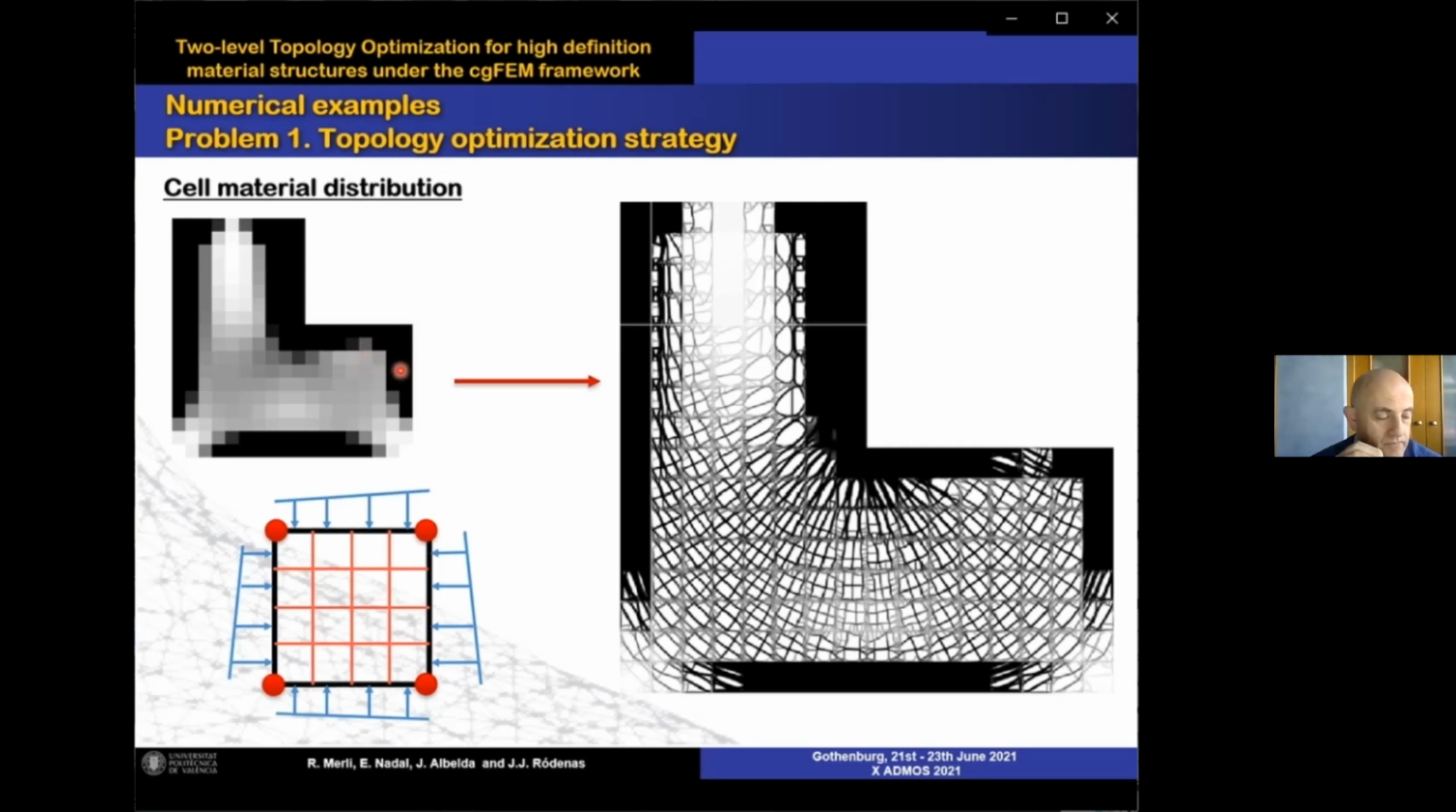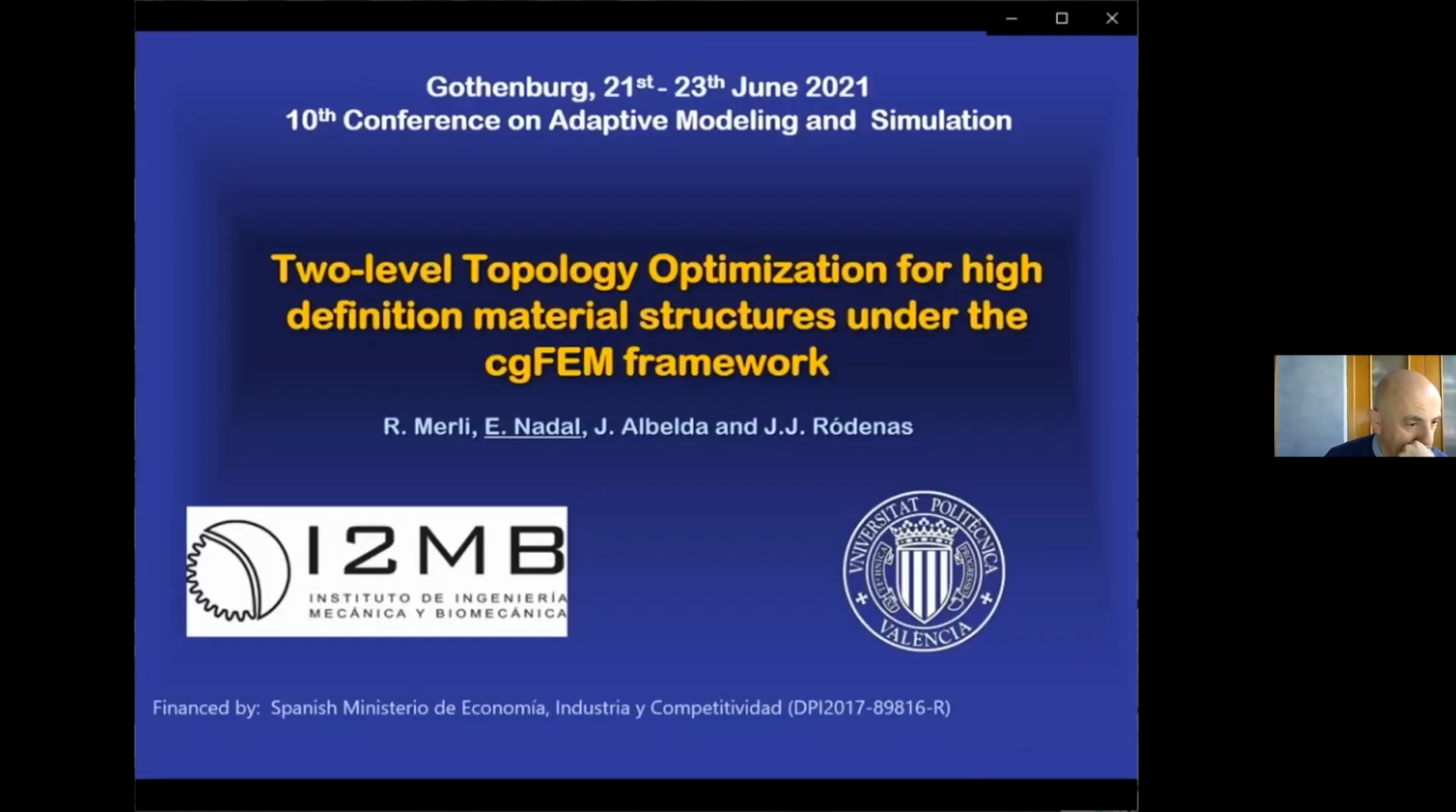Then I run the optimization process in each one of the cells for the given quantity of material assigned to each one of the elements, and I obtain this structure that, as you can appreciate, tries to be a continuous structure between the elements. This allows building each one of the cells, and when I glue the cells together, there is structural continuity between the cells or the elements in this case.